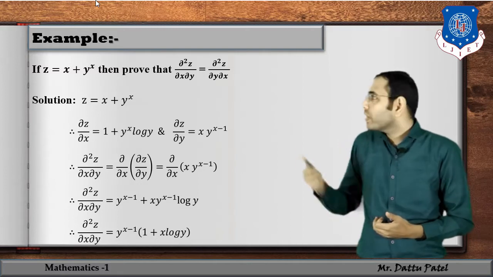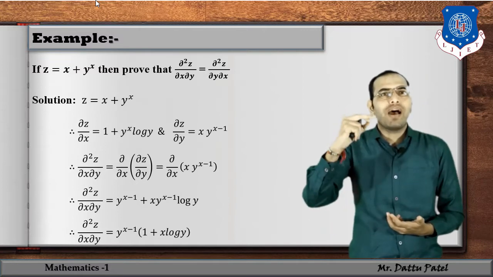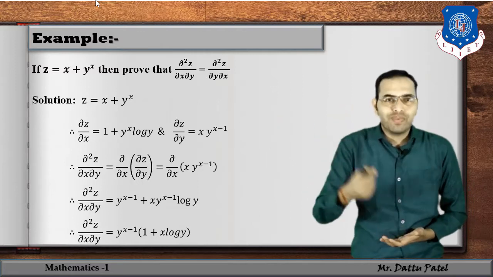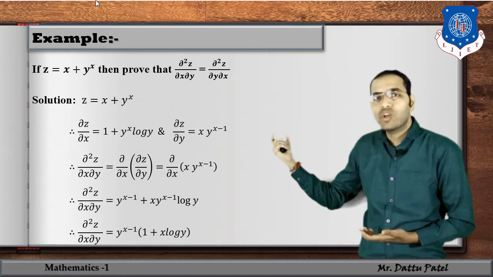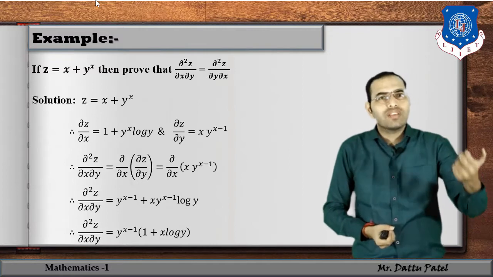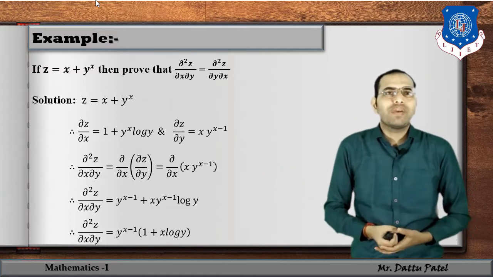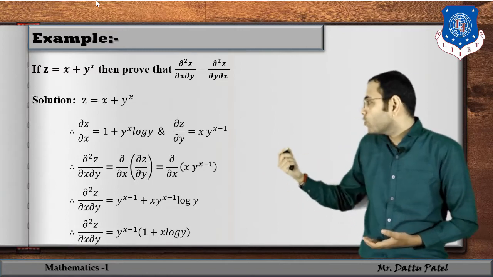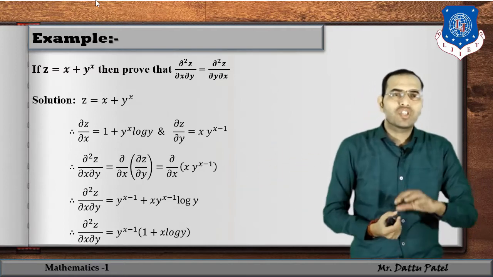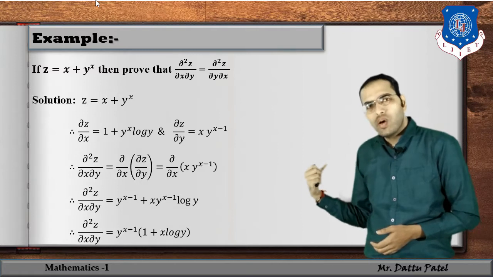Now let's see the second order derivative, del square z by del x del y, equals del by del x of del z by del y. Substituting the value of del z by del y, that is x y raised to x minus 1, and taking the partial derivative of that term with respect to x, obviously using the product rule, u as it is into derivative of v plus v as it is into derivative of u, it becomes y raised to x minus 1 plus x into y raised to x minus 1 into log y. In this, y raised to x minus 1 is common, and the remaining term becomes 1 plus x log y. That is our equation number 1.